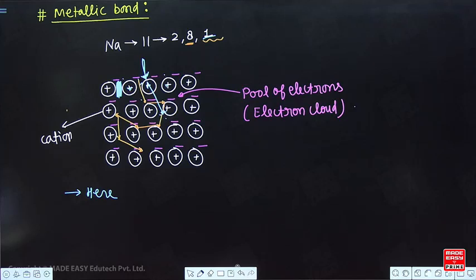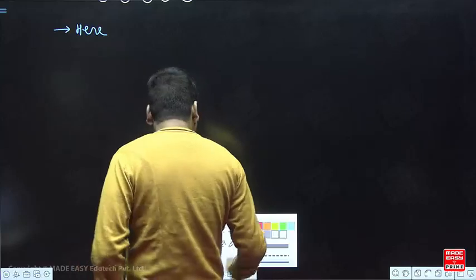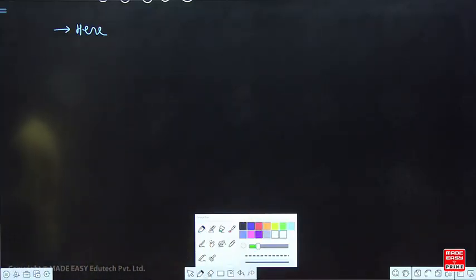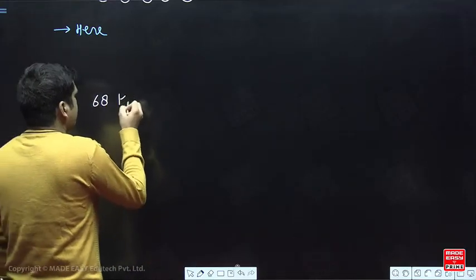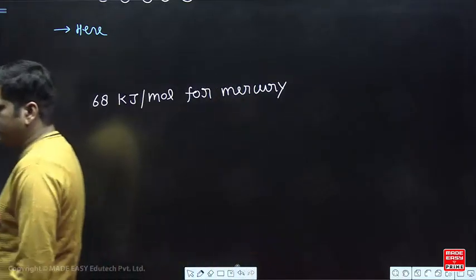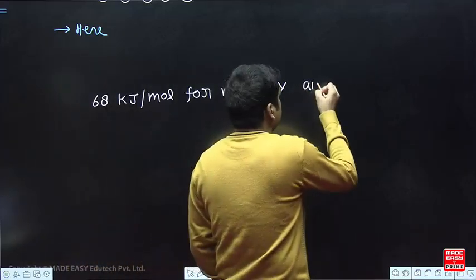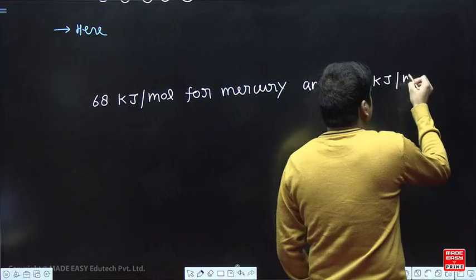Bonding may be very weak or strong. Bonding energies range from 68 kilojoule per mole for mercury, the weakest metallic bond, to 850 kilojoule per mole for tungsten.